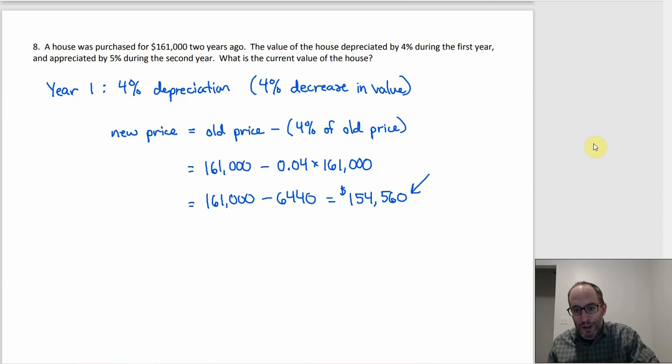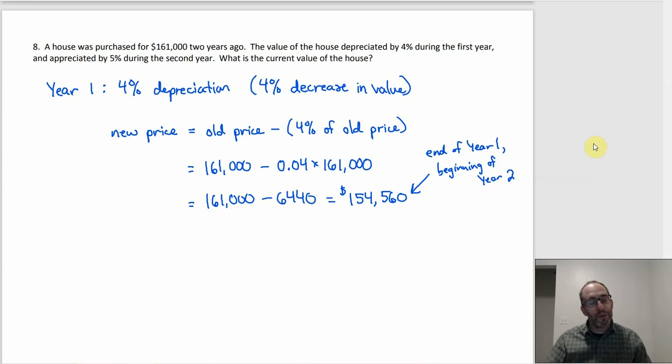So right there, this is the value at the end of year 1, which would be the same point in time as the beginning of year 2, right? When one year ends, the next one begins. So that's going to be our old price for year 2.